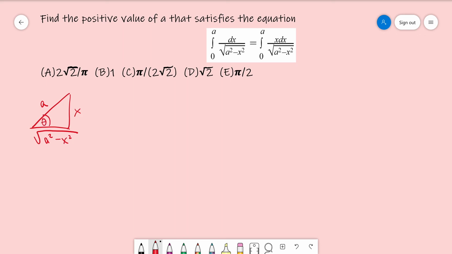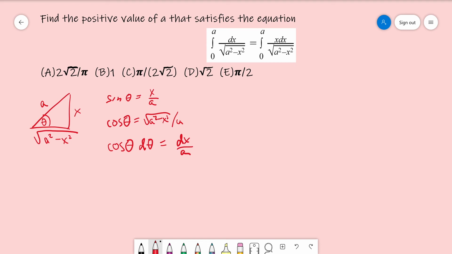Call this angle theta. Then you can write some identities like sine of theta is equal to x over a, and cosine of theta is equal to the square root of a squared minus x squared over a. And then we can differentiate sine theta equals x over a, doing implicit differentiation, to get cosine of theta times the derivative of theta. So cosine theta d theta is equal to the derivative of x over a, which is just dx over a.